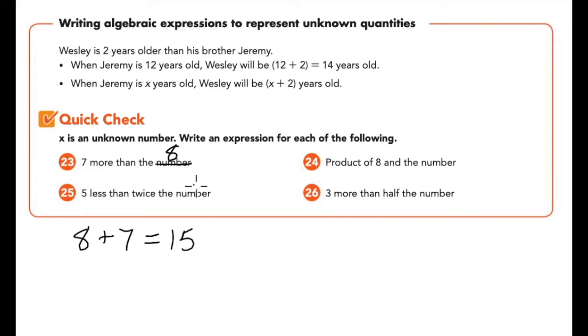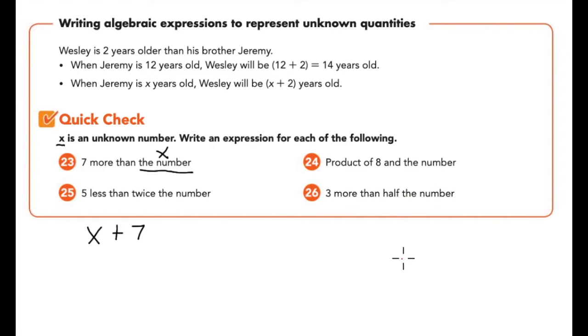We follow the same concept when we're writing expressions for algebra, except now we don't actually know that there's an 8. We don't know what that number is. That number could be anything. So the number we're going to replace with a variable. In this case, we're given the variable x to use. So 7 more than x, that would mean that we started with x, and we have 7 more than that, so we're going to add 7 to that. So an expression that represents number 23 would be x plus 7.